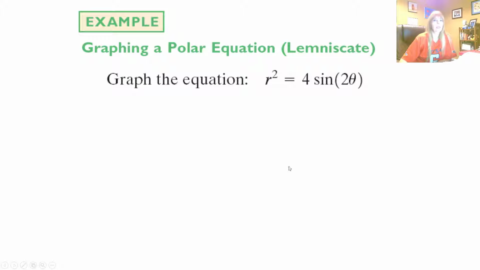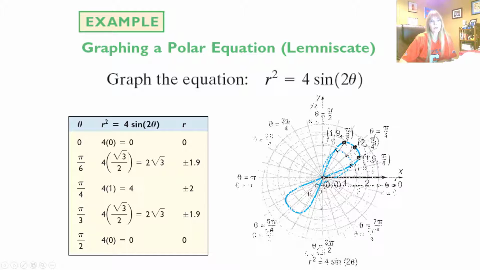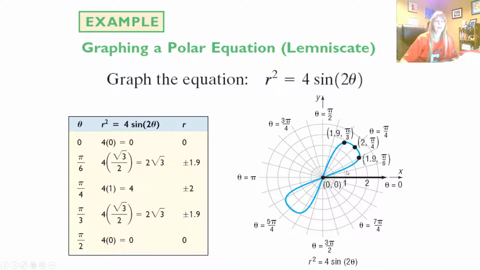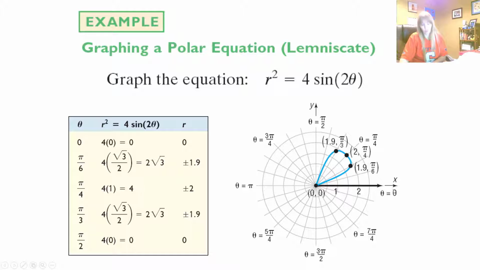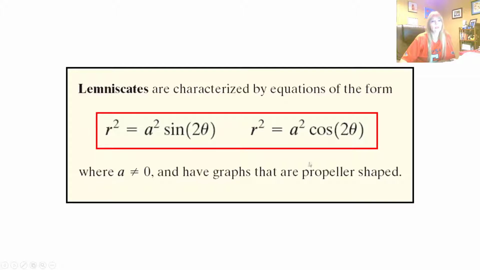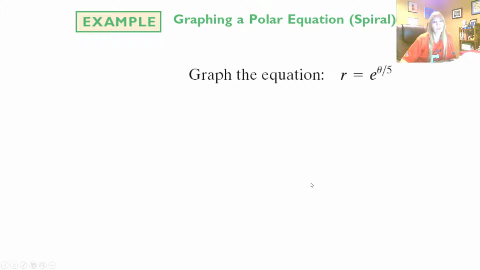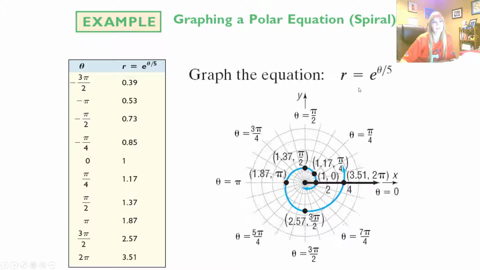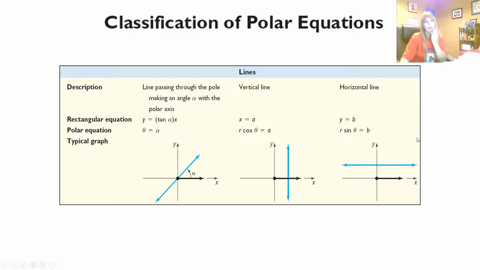Finally, this last one looks like a propeller. If you're wondering why they're doing two graphs, I do one side and then I just reflect the other side. That gives me these equations. And then this one's kind of a little weird, e raised to my angle over 5, and I get this spiral.